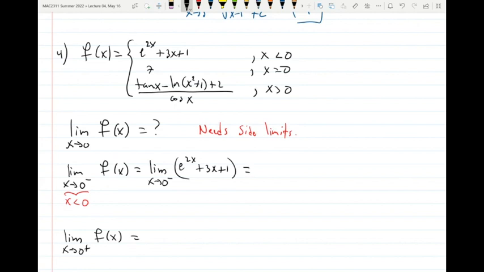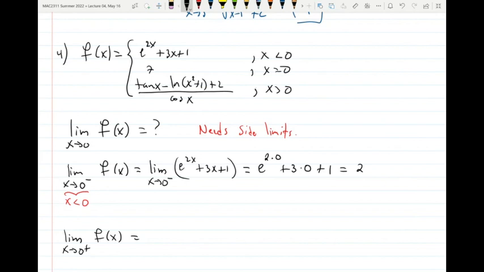Okay. Now we compute. What's the first thing that we do when we evaluate a limit? Plug in. So in this case, we can plug in. Remember, the limit of the sum is the sum of the limits. So this is just these 3 limits, and these are exponential, polynomial, so just plug in. So that would be e to the 2 times 0 plus 3 times 0 plus 1. So what do we get here? We get 1 plus 1, which is 2. Yes? All right. So the left limit equals 2.